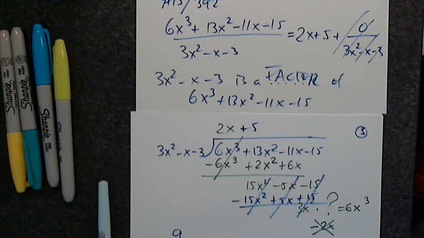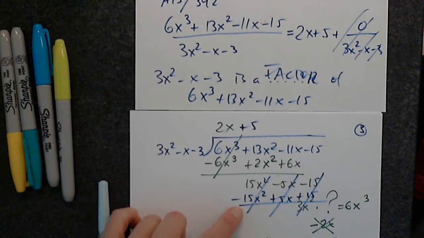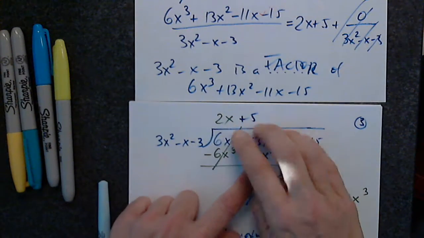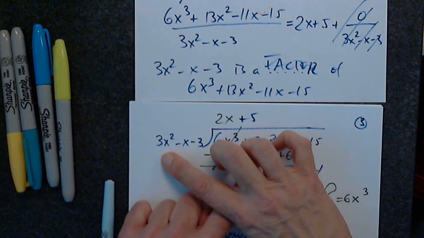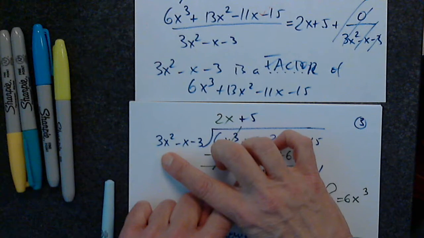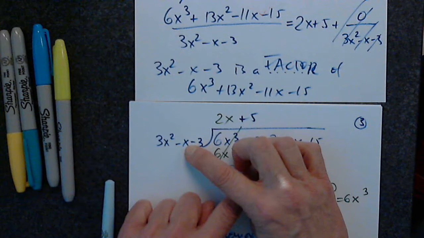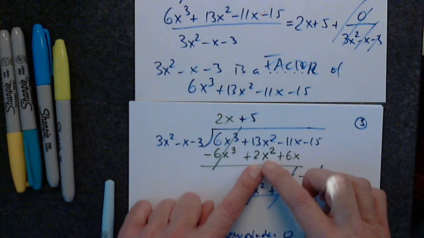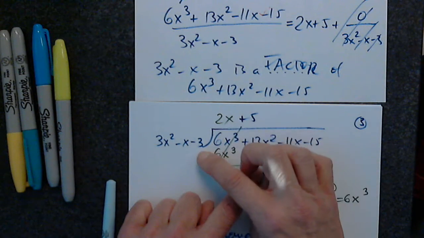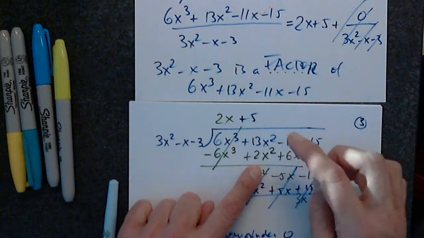Where do we get that 2x squared again? Underneath the 13x squared. This one? Right there. Okay. 2x times 3x squared is 6x cubed. Change the sign. 2x times negative x is negative 2x squared. Change the sign. 2x times negative 3 is negative 6x. Change the sign.